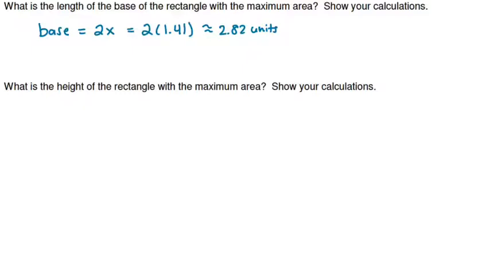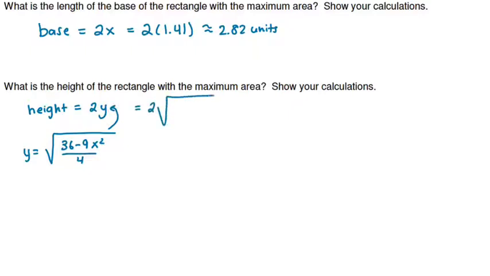Okay, what is the height of the rectangle with the maximum area? So how did we define the height? Well, we defined the height as 2 times y. So there's a couple of things that we can do. We had an equation for y. We said y was equal to the square root of (36 minus 9x squared) over 4. That's how we defined y right above. So we can find y by just plugging that into this equation and evaluating.